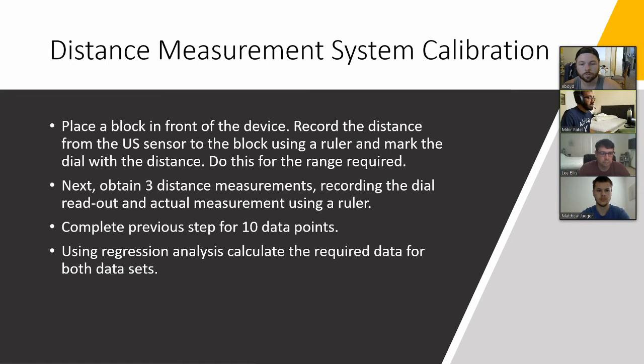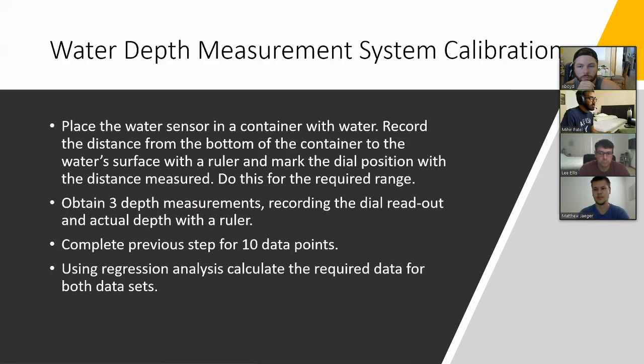Next, obtain 3 distance measurements, recording the dial readout and actual measurement using a ruler, and then complete the previous step for 10 data points. And after that, for both the 3 data points and 10 data points, use regression analysis to calculate the required data for both data sets.